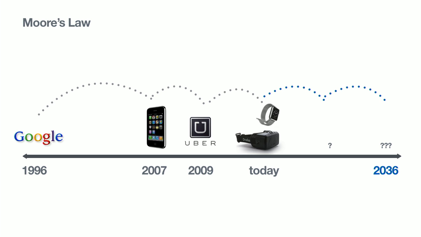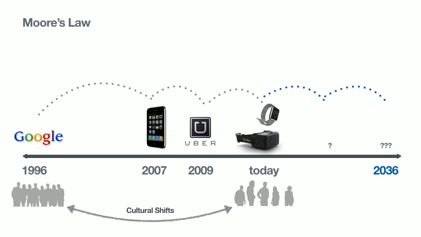2009, Uber, car sharing services, the sharing economy emerges. Today, we have Oculus and the Watch. The Watch maybe not as popular, but wearables in general are getting more popular. 20 years ago, cultural shifts. How did we interact? Not just with technology, with ourselves. How did the nuclear family interact with itself?